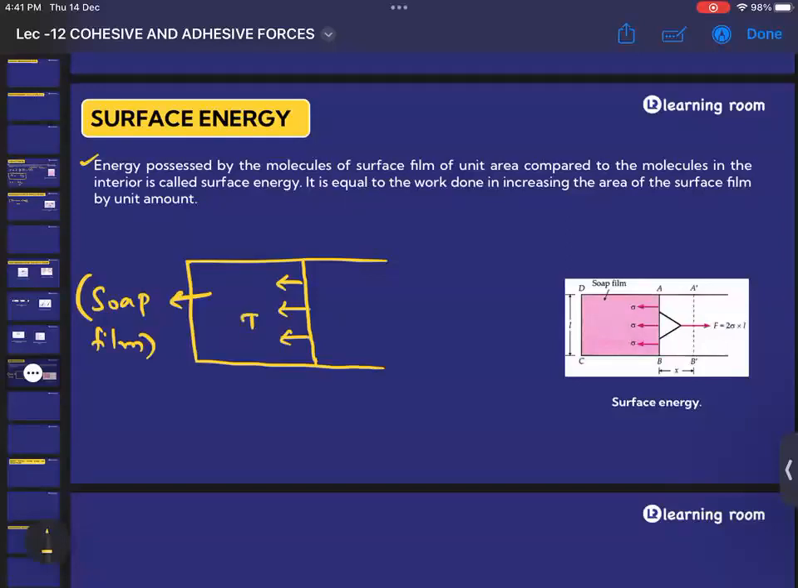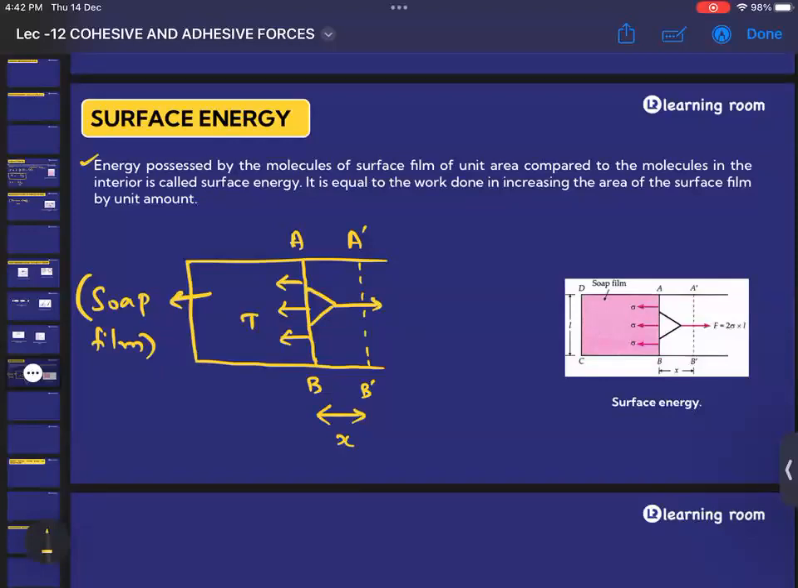So let me call it T. According to the diagram, initially this thread was at point AB. Now I'll explain the diagram. Since the film is trying to pull the thread to the left-hand side, we will apply a force on it in the right-hand side and ensure that it has got displaced through a distance of X.